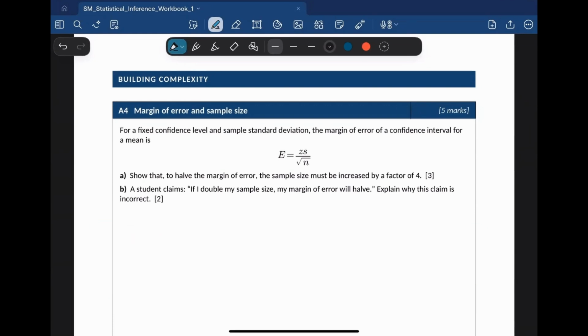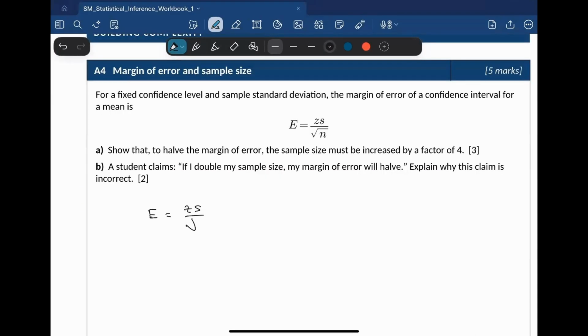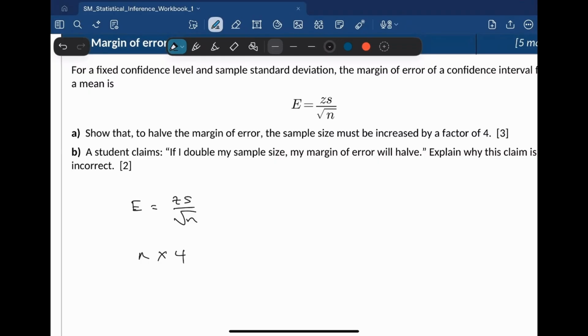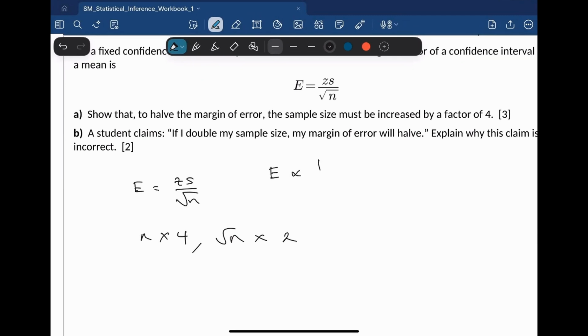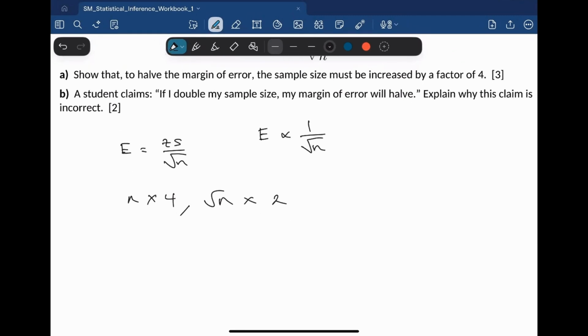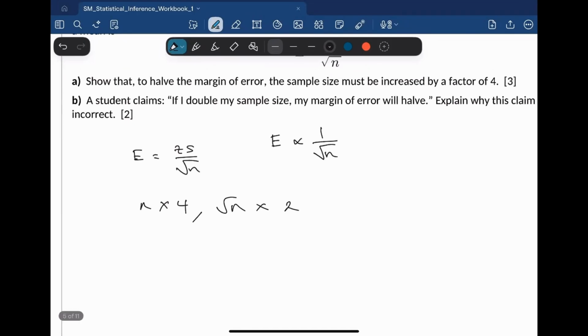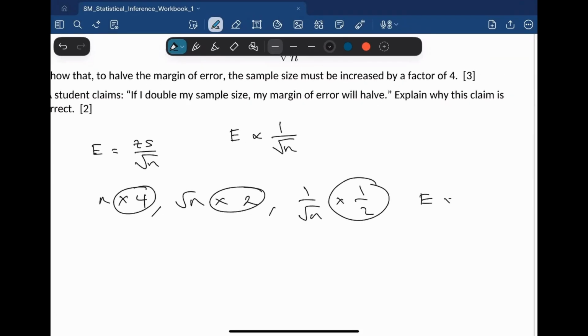Show that to halve the margin of error, the sample size must be increased by a factor of 4. It all comes down to this equation, and we want to find the relationship between the error, the left hand side, and what happens when we increase the sample size. If n gets multiplied by a factor of 4, it's in the denominator, so that means root n gets multiplied by a factor of 2. The proper way to show this is that e is proportional to 1 on root n. I'll just give an intuitive reasoning. Root n only doubles, that means 1 on root n halves, that means the error halves.